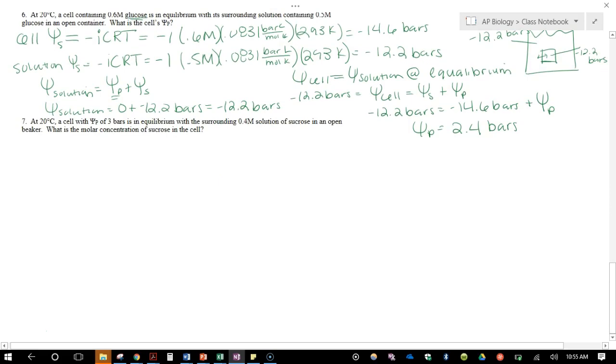Okay, last one, guys. At 20 degrees, a cell with a pressure potential of 3 bars is in equilibrium with its surrounding 0.4 molar solution of sucrose in an open beaker. What is the molar concentration in the cell? This one you kind of have to do a little bit of backwards work. Let's look at our solution here first.